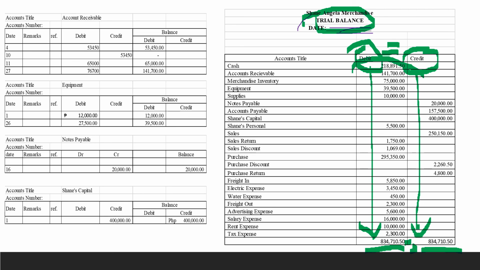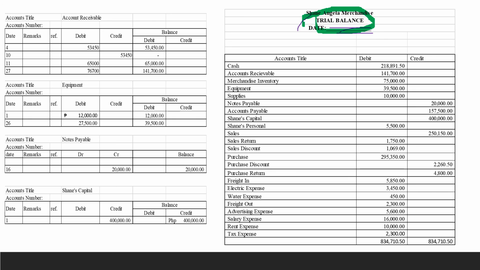Ito naman pong trial balance ang gagamitin natin. These accounts or these amounts ang gagamitin natin para tayo ay makapag-prepare ng tinatawag natin na financial statement. Ito na yung income statement, balance sheet, statement of changes in equity, but not statement of cash flow. Kasi yung statement of cash flow, definitely, ang ginagamit natin ng kodigo is yung ledger ng cash.